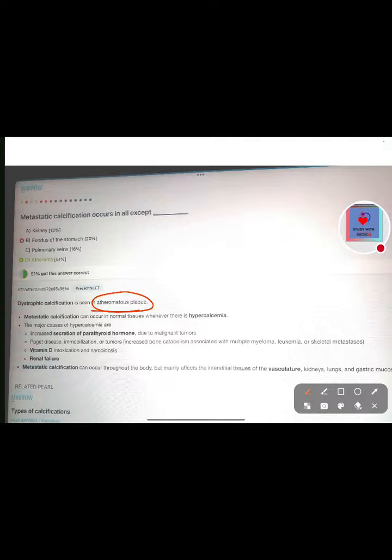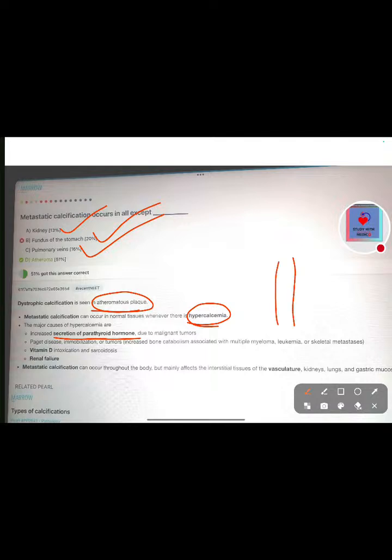So metastatic calcification is seen in the kidney, fundus of stomach, and pulmonary veins. The major causes of hypercalcemia are increased secretion of parathyroid hormone due to malignant tumors. Metastatic calcification can occur in normal tissues whenever there is hypercalcemia. So metastatic calcification occurs with hypercalcemia.